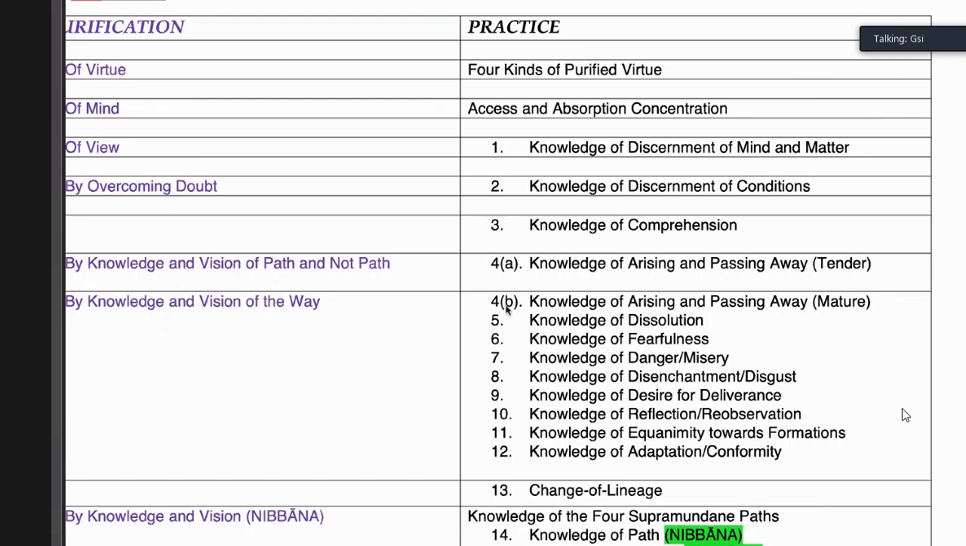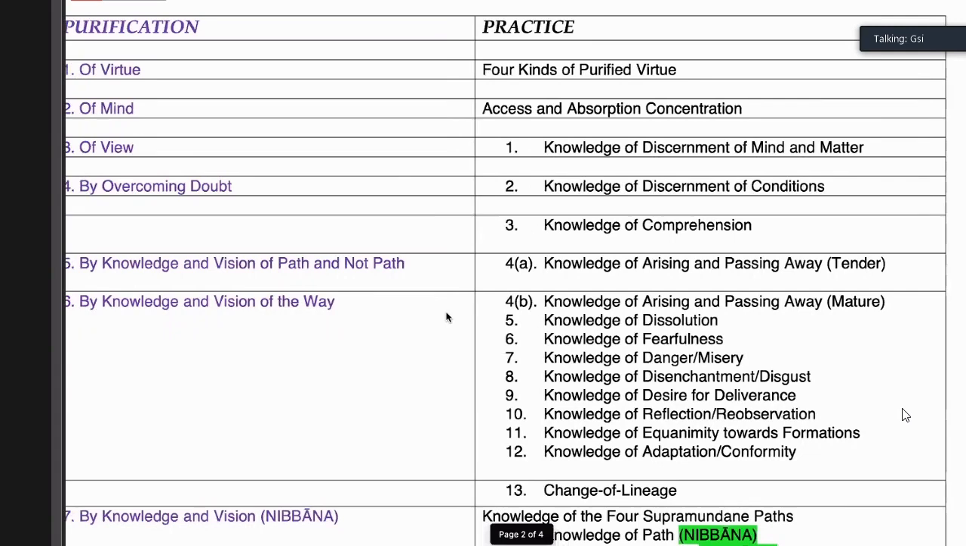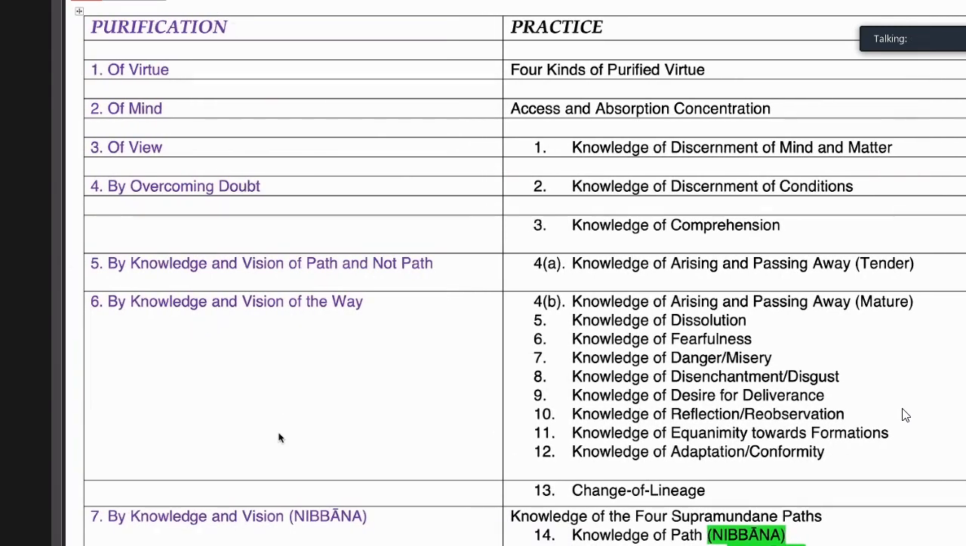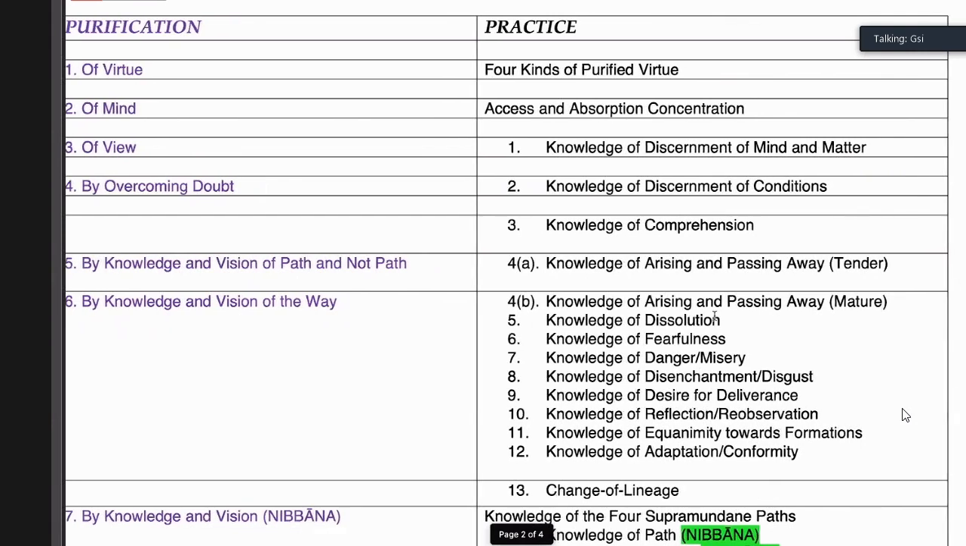And the third jhana, when I say the third jhana, is at 4B, the knowledge of arising and passing away at this moment of time. At this part here, it's called purification by way of knowledge and vision of what is path and not path, and of course by vision of knowledge of the way. Right at this juncture here, the knowledge of arising and passing away.